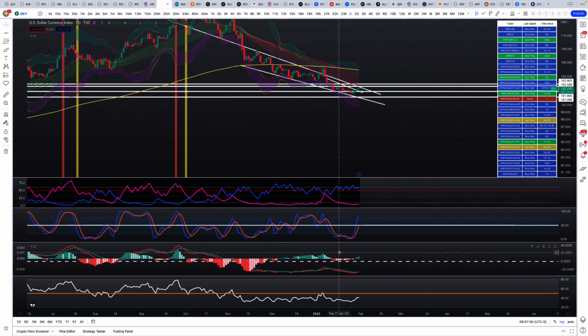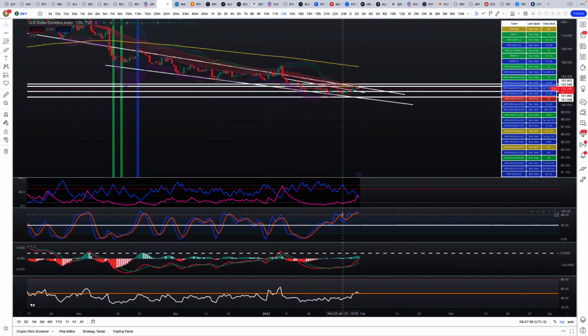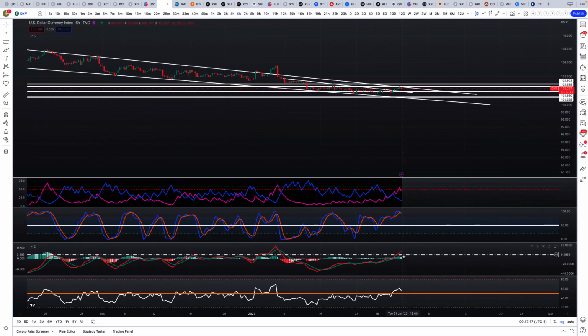We do see TSI cross up, stock RSI cross up though. The blue's still up here, so we could just pull back down very quick. That's why if I go to the 12-hour, we're already up here. The pink was trying to get above the blue, not there yet. TSI is up here.